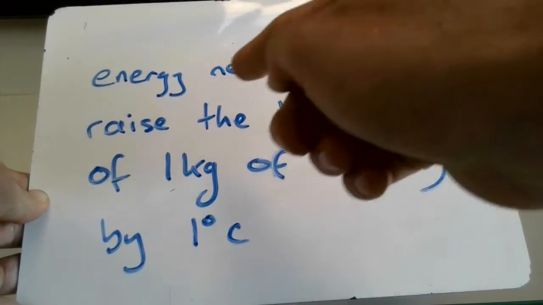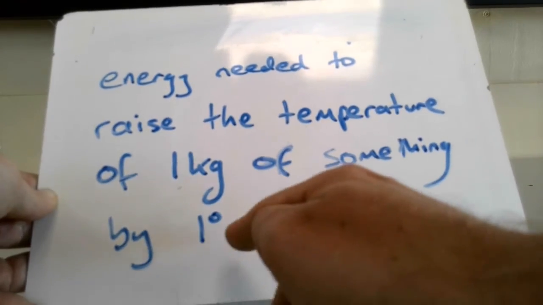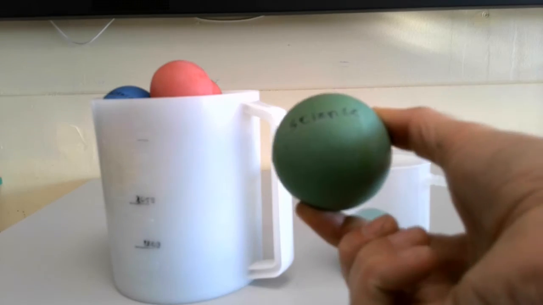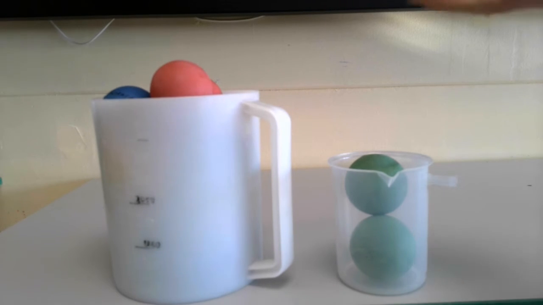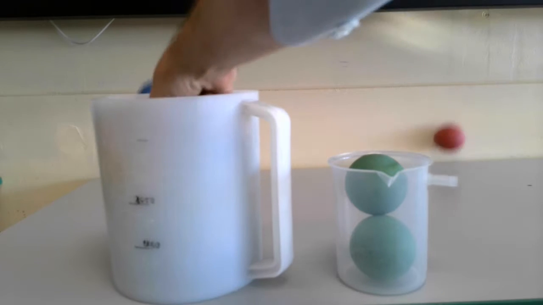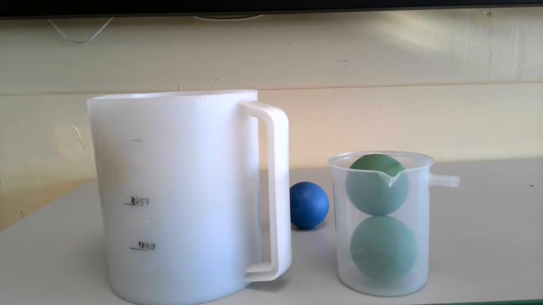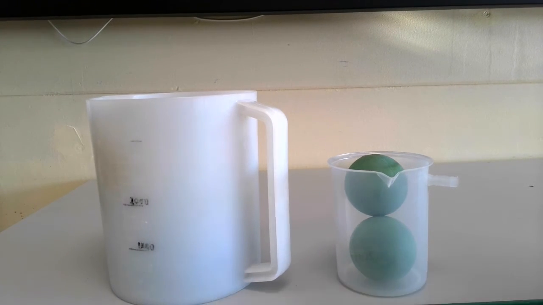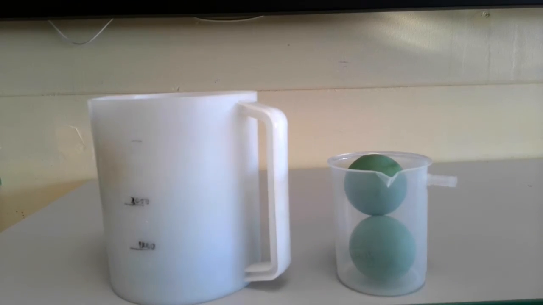Energy needed to raise the temperature of 1 kilogram of something by 1 degree Celsius. So in my example here, if each one of these is 1 joule of energy, this can only hold 2 joules of energy before its temperature increases. This one here can hold 1, 2, 3, 4, a lot of joules of energy before its temperature increases. We might see it in this form, or we might see it as an equation.